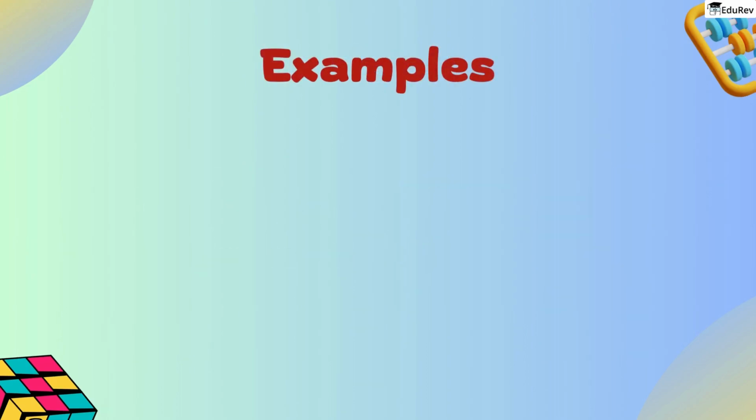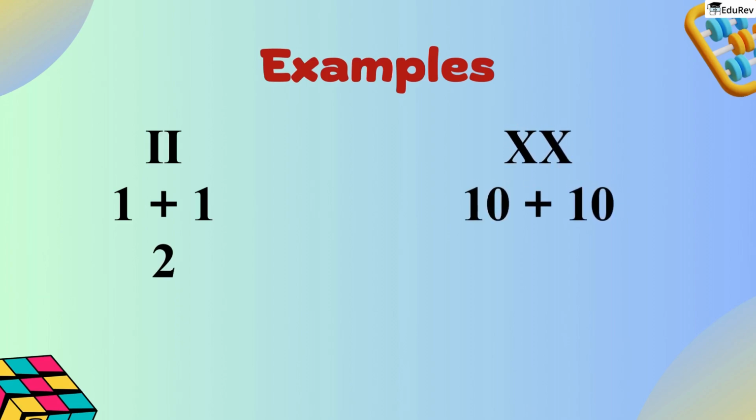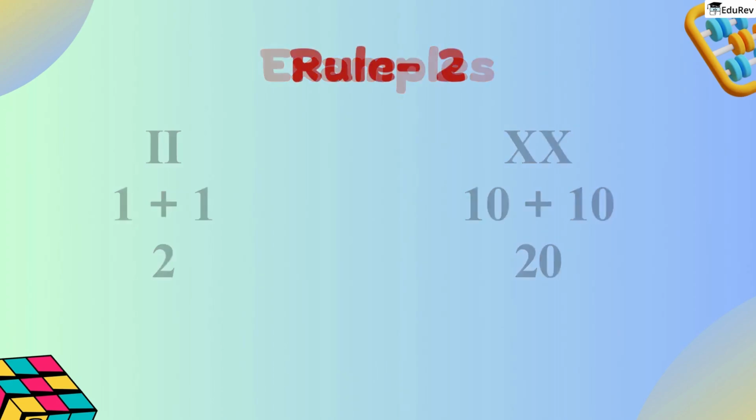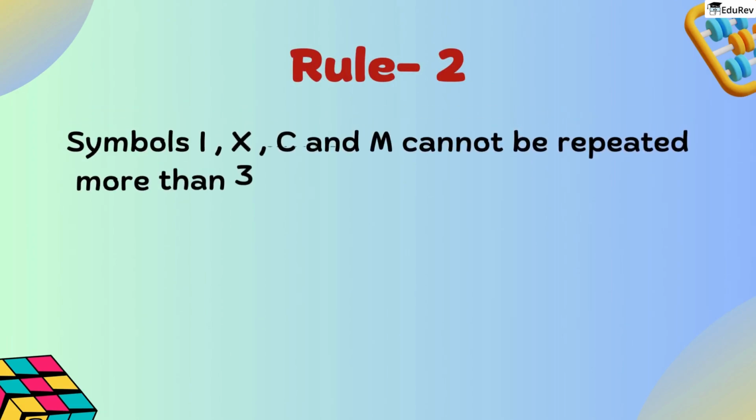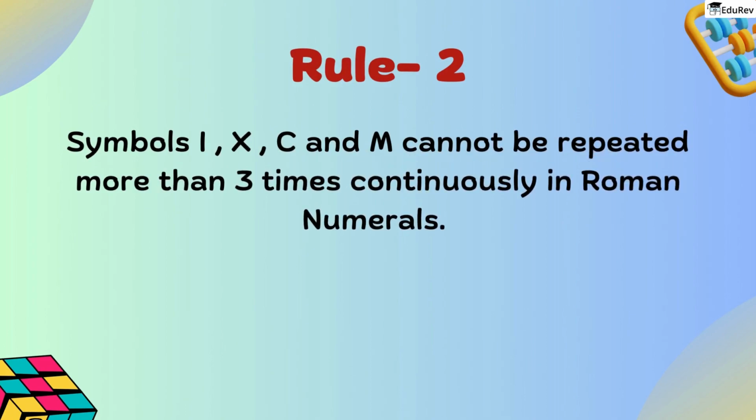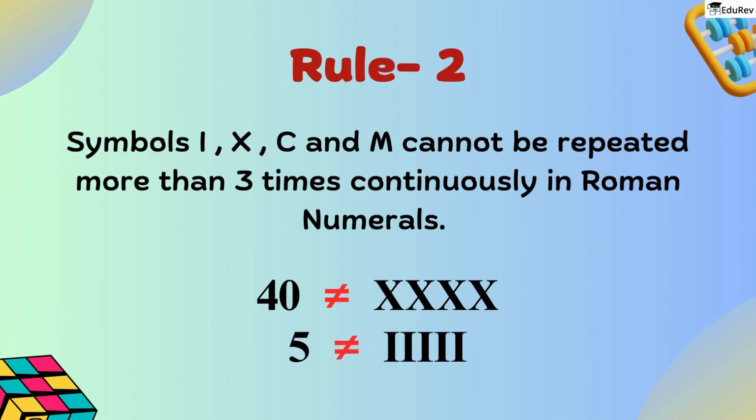For example, II is equal to 1 plus 1 is equal to 2 because I is 1. And XX is equal to 10 plus 10 is equal to 20 because X is 10. Next, we move on to rule number 2. Symbols I, X, C and M cannot be repeated more than 3 times continuously in Roman numerals. For example, 40 cannot be written as XXXX, and 5 cannot be written as IIIII.